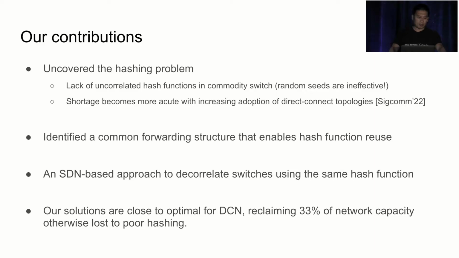So to mitigate this problem, we designed 2 approaches. One is, we identified a very common forwarding structure that enables us to reuse hash functions safely. And secondly, we proposed an SDN-based approach, which does not require any switch modification, to decorrelate switches using the same hash function. Together, our solutions are very near optimal for DCN. And we have reclaimed 33% of network capacity otherwise lost to poor hashing.